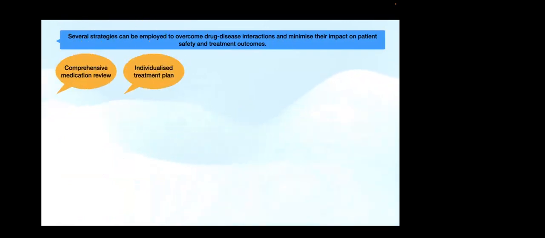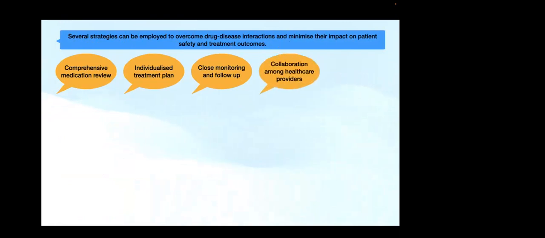And next is the drug-disease interaction, and minimizing its impact on the patient's safety. That also includes a comprehensive medication review. Second is an individualized treatment plan. Close monitoring and follow-up; here close monitoring and follow-up include laboratory follow-up, so we can check whether a value is increasing, decreasing, etc. Collaboration among other healthcare providers if the patient is visiting more than one center. Patient education and counseling is very, very important if the patient is suffering from any comorbid condition.